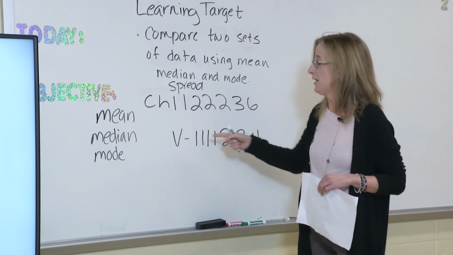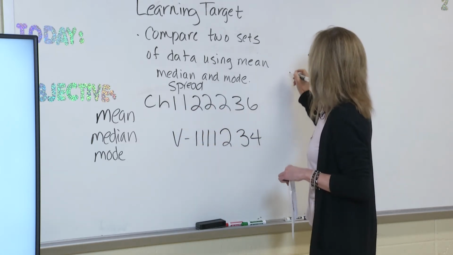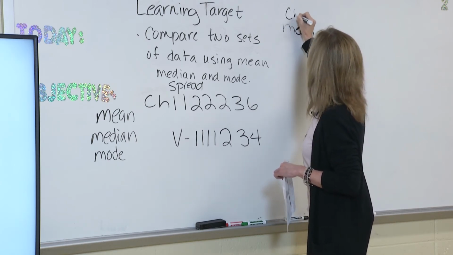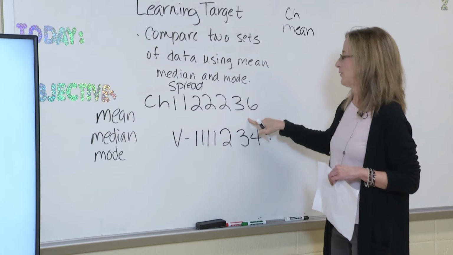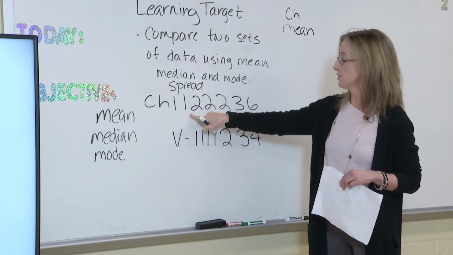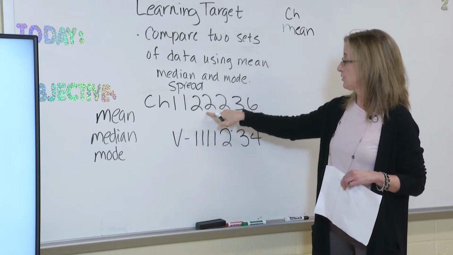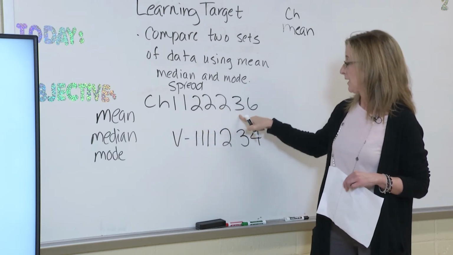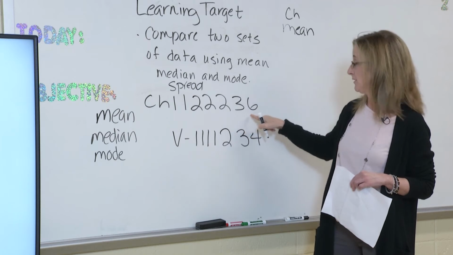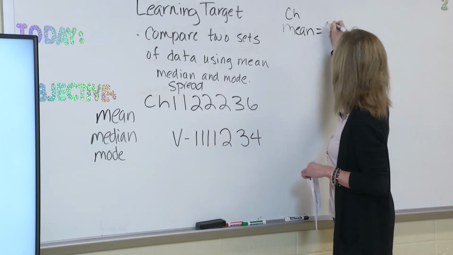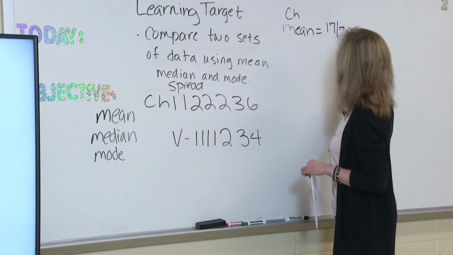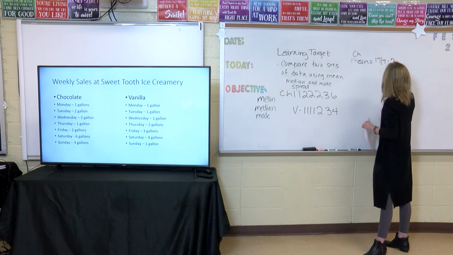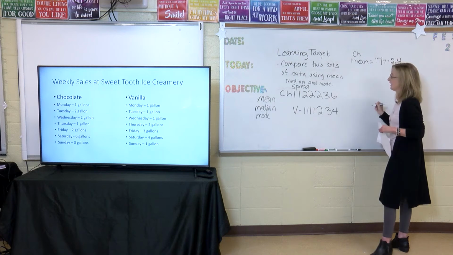So what do I do now? If I want to find the mean of the chocolate, this is chocolate. I add these together. 1 plus 1 is 2, plus 2, 2, 2, that's 6. 6 plus 2 is what? 8. 8 plus 3 is 11, plus 6 is 17. So that's 17 divided by 7, and I did the math already. So that's 2.4 gallons of chocolate.